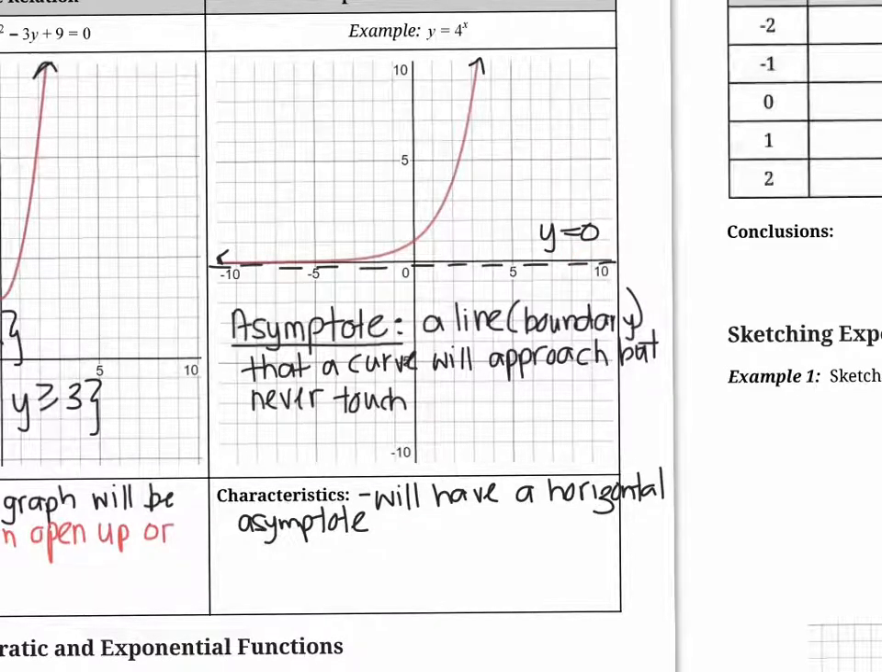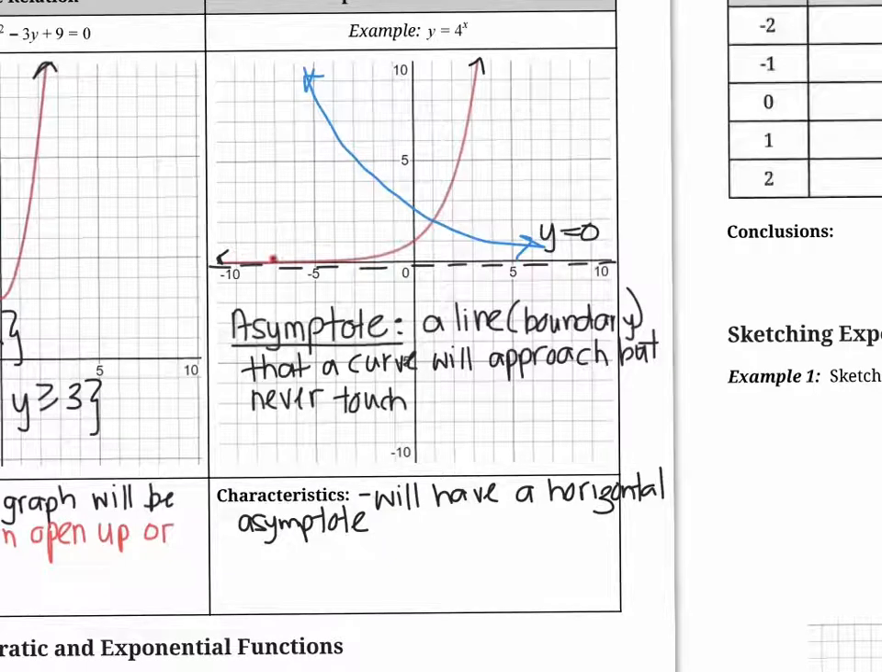Also, an exponential relation will either be increasing this way, or it could also be decreasing. It could also look like this. So no matter what, an exponential relation will not decrease and then all of a sudden start increasing like a parabola. Or if it's increasing, it won't all of a sudden start decreasing.